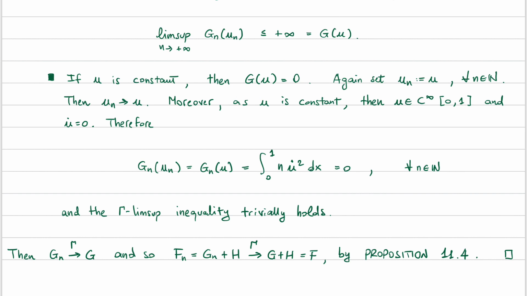Okay, so this shows that G_n Gamma-converges to G, and therefore since we already noticed that F_n is equal to G_n plus H, and H is continuous, then we know that this sum converges to G plus H. This is true by Proposition 11.4 on continuous perturbations, and this by definition is equal to our Gamma-limit F. And so this proves the Gamma-convergence result, F_n Gamma-converges to F.